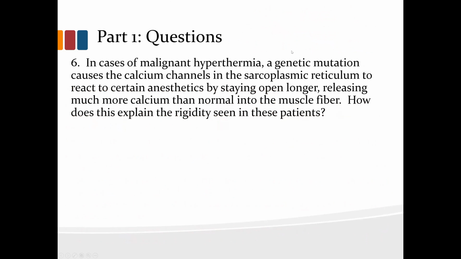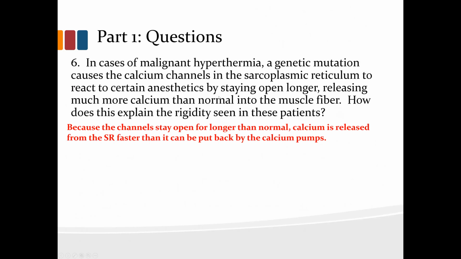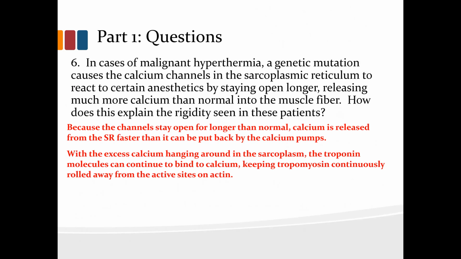So number 6, in cases of malignant hyperthermia, a genetic mutation causes the calcium channels in the sarcoplasmic reticulum to react to certain anesthetics by staying open longer, releasing much more calcium than normal into the muscle fiber. How does this explain the rigidity seen in these patients? So because those calcium channels stay open for longer than normal, calcium is released from the SR faster than it can be put back in using the calcium pumps. So we have excess calcium that's hanging around in the sarcoplasm.